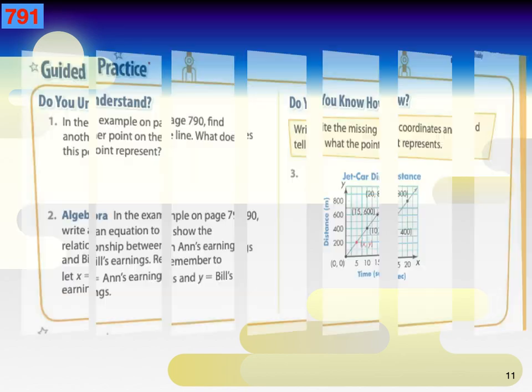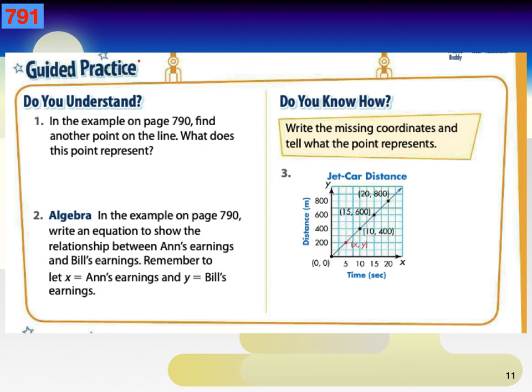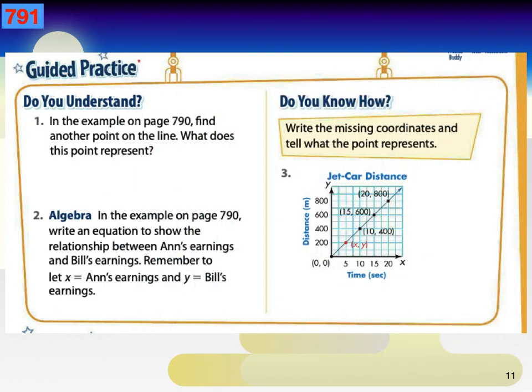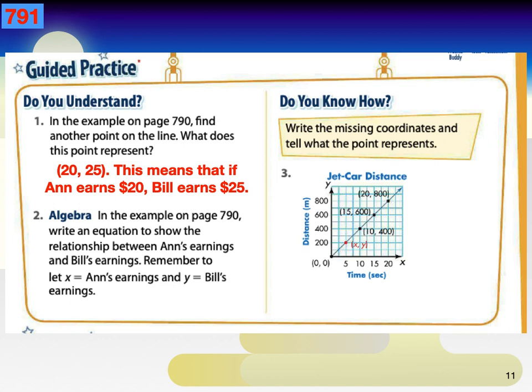Okay, textbook page 791. In the example on page 790, find another point on the line. What does this point represent? So let's have here the graph for the problem on page 790, and let us take that point as the one point. Now here, that point was (20, 25). This means that if Ann earns $20, Bill earns $25.